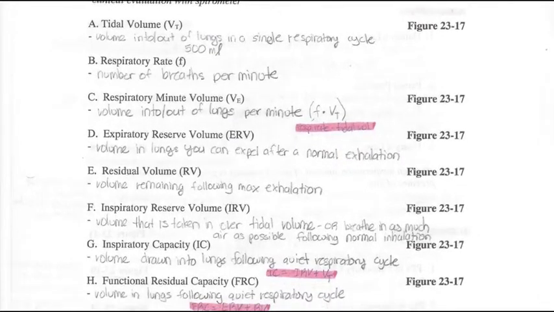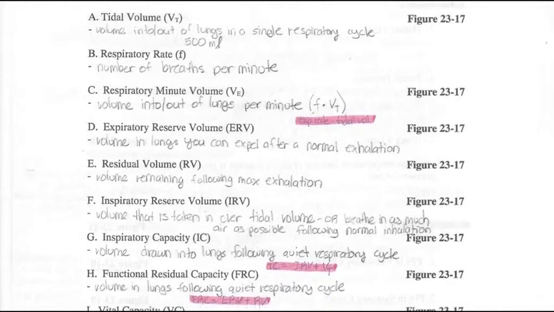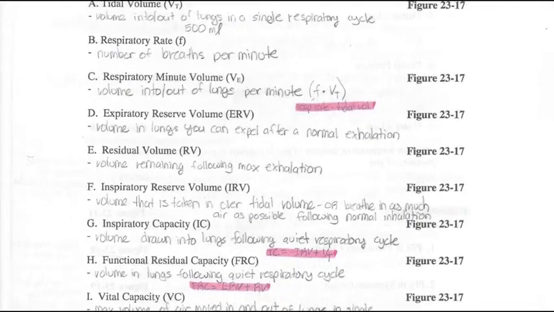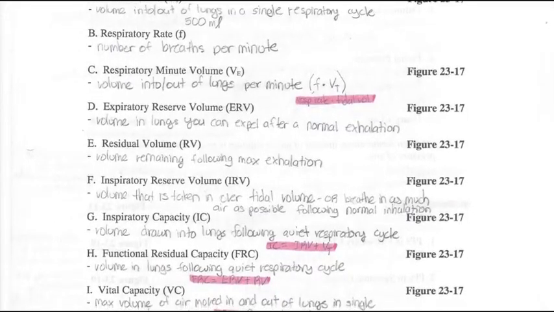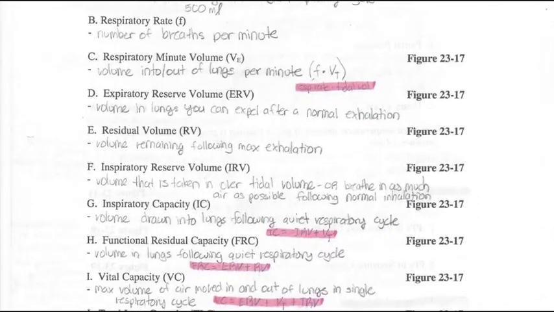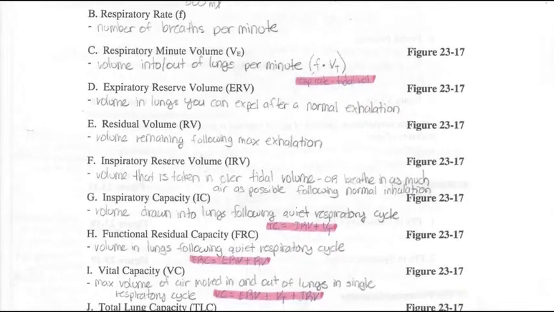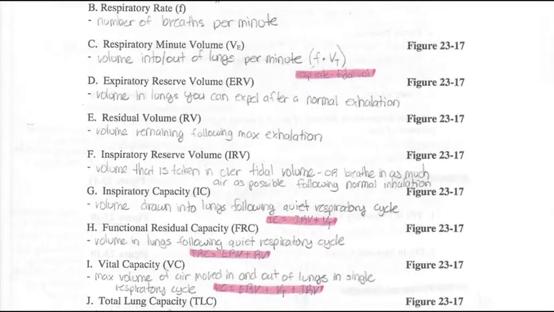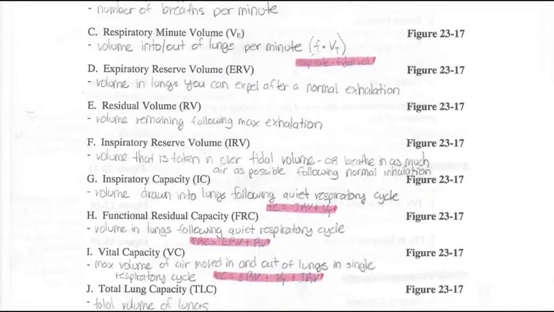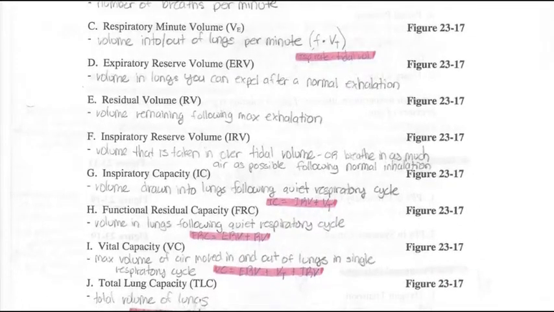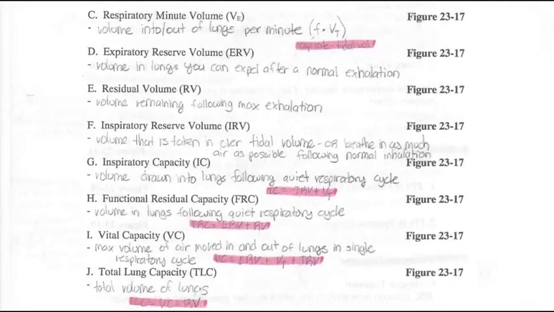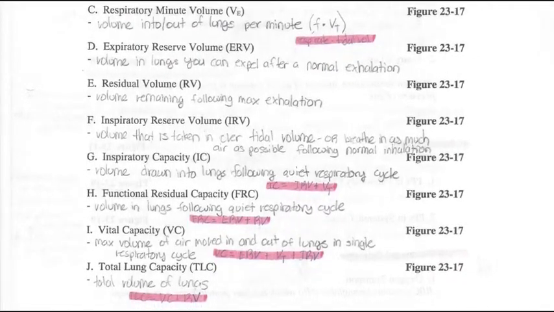G. Inspiratory capacity, abbreviated IC. This is the volume drawn into the lungs following a quiet respiratory cycle. The equation for IC is IRV plus VT, or inspiratory reserve volume plus tidal volume. H. Functional residual capacity, abbreviated FRC. This is the volume in the lungs following a quiet respiratory cycle. The equation for FRC is ERV plus RV, or expiratory reserve volume plus residual volume.